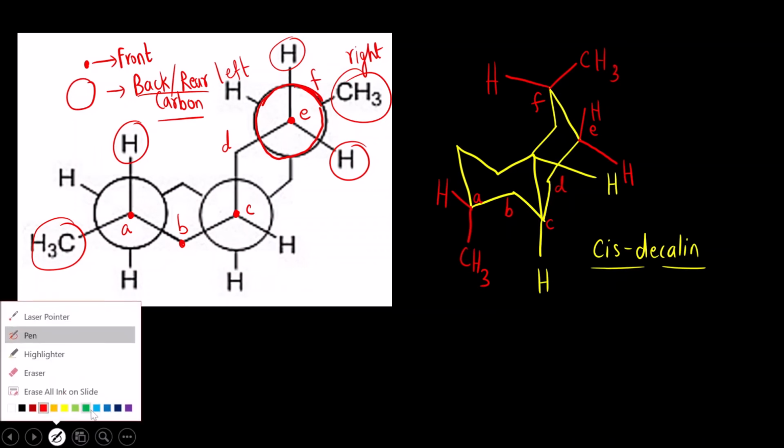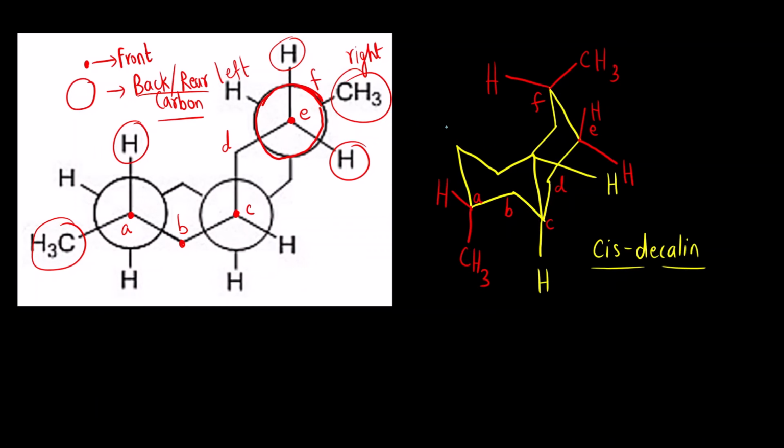Now all the groups are done. Now what can we do? We can number this ring. We will start numbering from here: 1, 2, 3, 4, 5, 6, 7, 8, 9 and then 10. Now we can easily draw the planar structure. I can draw here. Let us number this as well: 1, 2, 3, 4, 5, 6, 7, 8, 9 and 10.